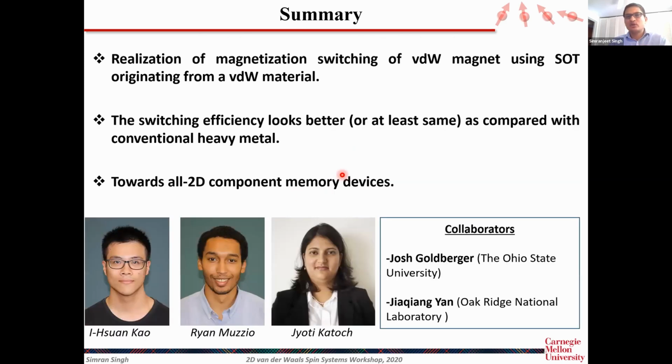So to summarize, what we have shown is that we can switch the magnetization of a 2D magnet layer using spin currents originating from a van der Waals material. As I said, the switching efficiency looks better compared to conventional heavy metals. And this is the first step towards all 2D metal memory devices.